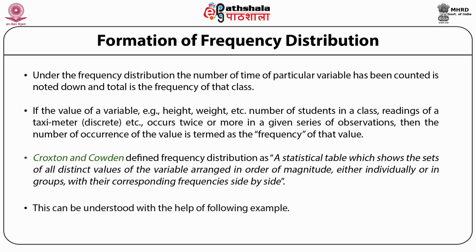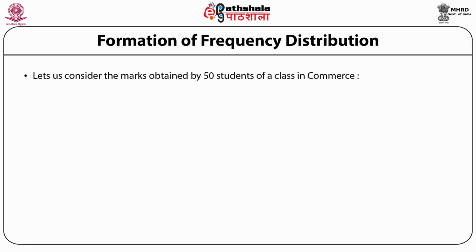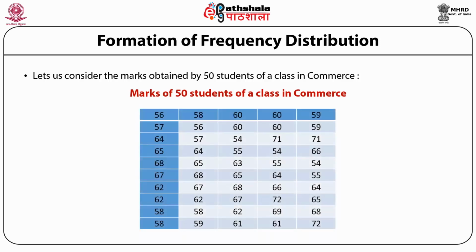This can be understood with the help of the following example. Let us consider the marks obtained by 50 students of a class in commerce. So marks of 50 students of a class in commerce: 56, 58, 60, 60, 59, 57, 56, 60, 60, 59, and so on.